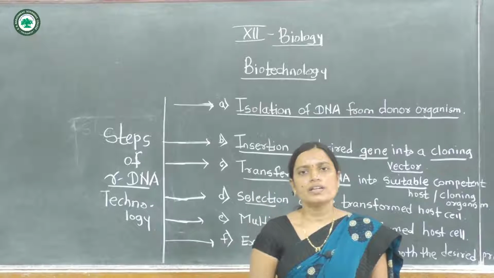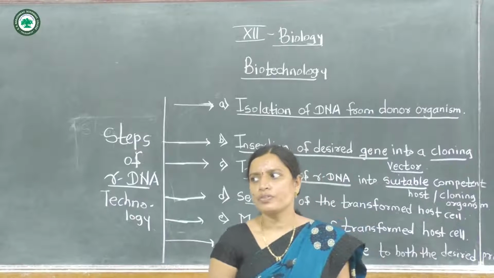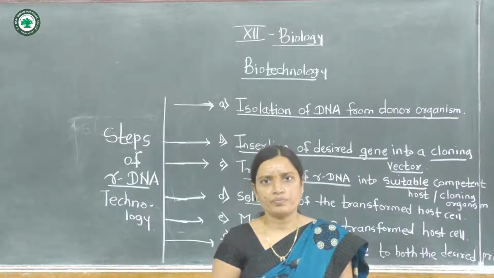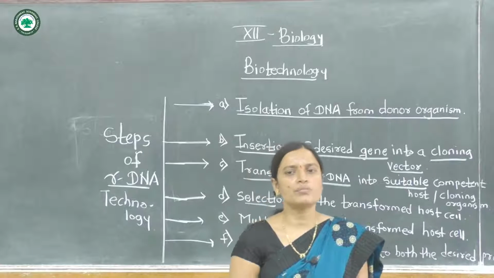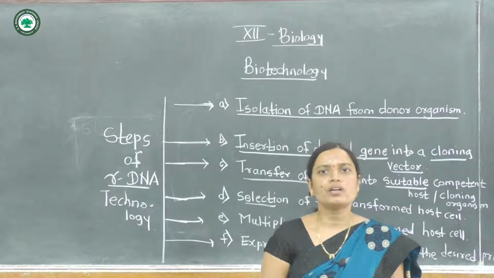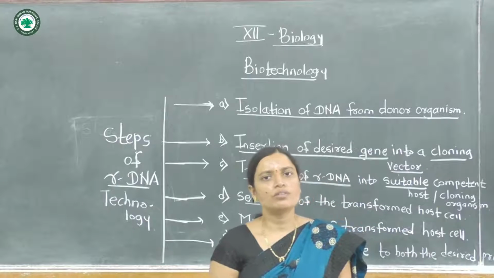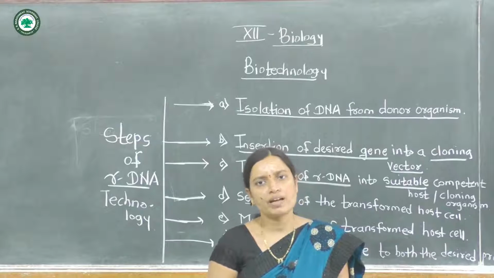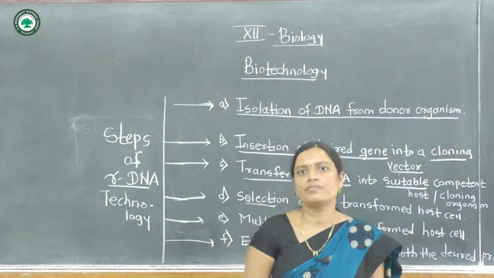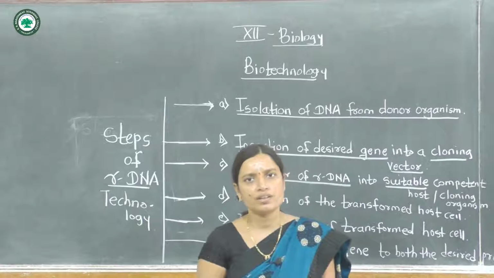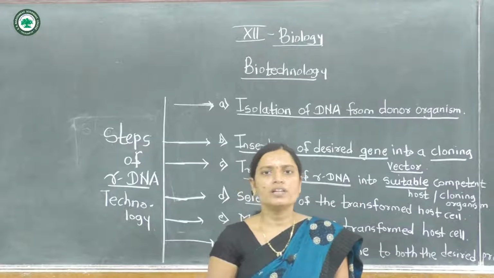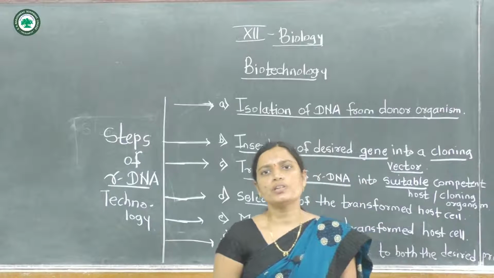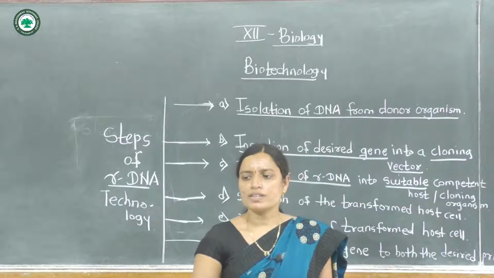Now the next tool is vectors. A vector is known as a vehicle. It can transfer genetic material from one cell to another cell, and that is called a vector. Some vectors, like cosmids, plasmids, lambda phage and bacteriophage, are the different vectors used for genetic engineering or to transfer genetic material from one cell to another cell.